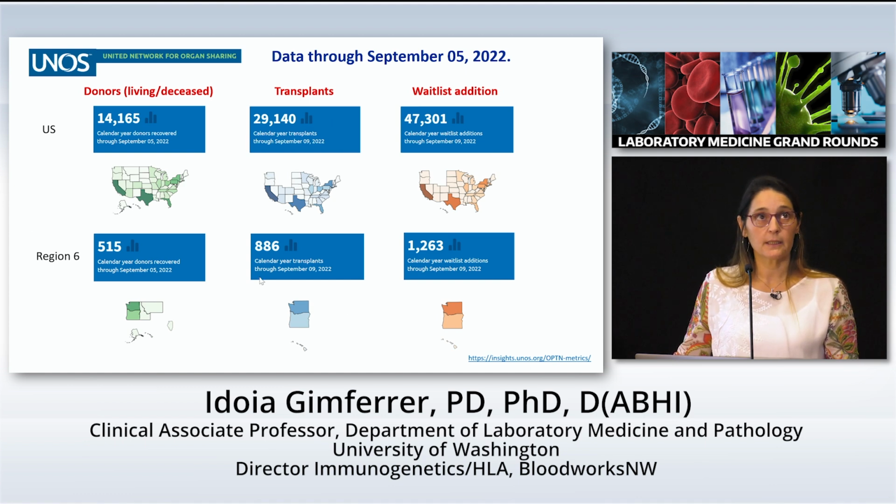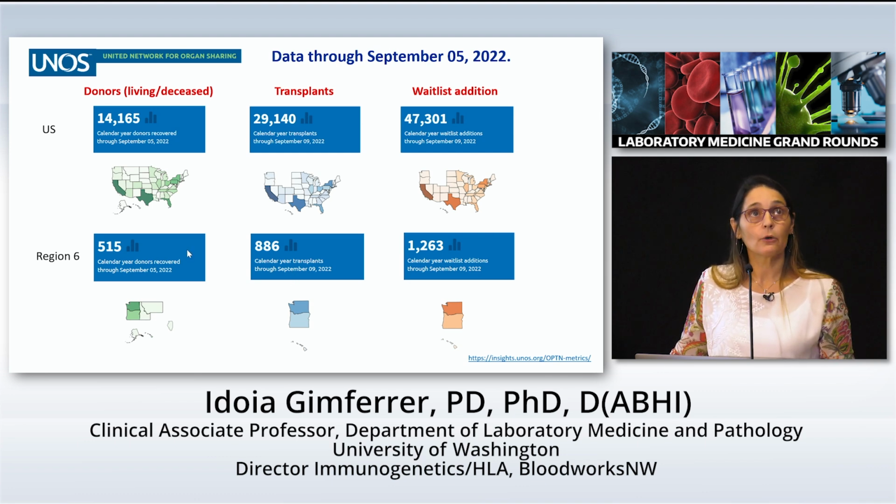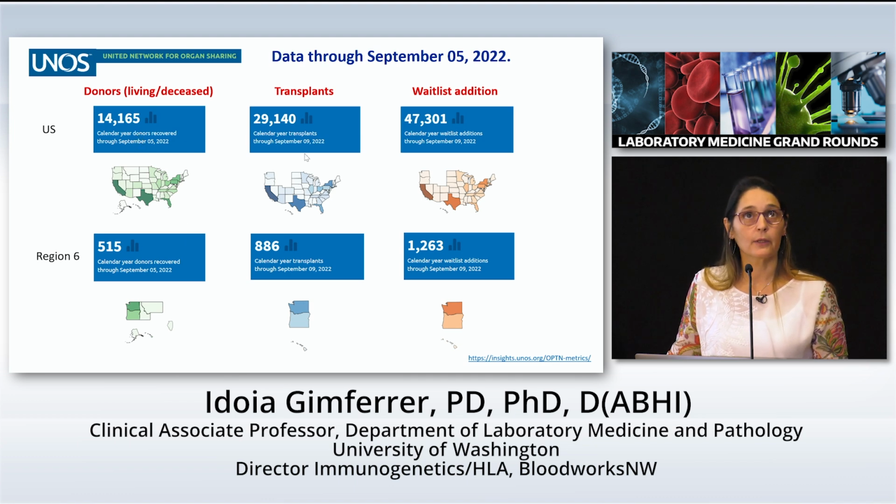Locally in our region 6, we have had 500 donors, transplanted 886, but also added more people to the list than people that we transplanted. As you can see, donors can come from everywhere. We even have one living donor from Illinois, but the transplant happened in Seattle or Oregon or Hawaii. The transplant is where the transplant centers are. So we are on track to have the 20,000 donors that we usually have per year, and more than 40,000 transplants, but still we have a deficit because we have more people waiting for transplant than organs available.